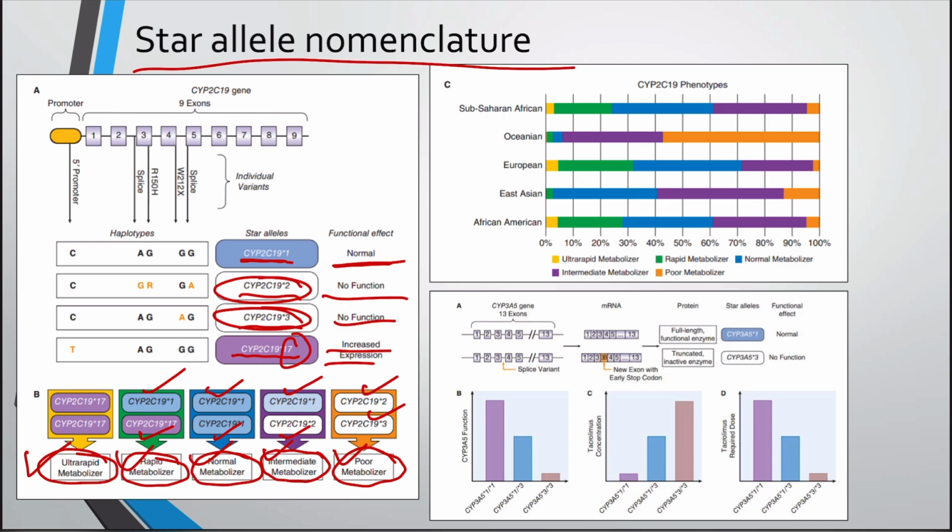Now here you can see the different CYP2C19 phenotypes in different populations, that is the sub-Saharan African population, then Oceanian, European, East Asian population, then we have the African American population. So in different populations we have different varieties, that is, ultra rapid metabolizers are different in number in all the different populations.